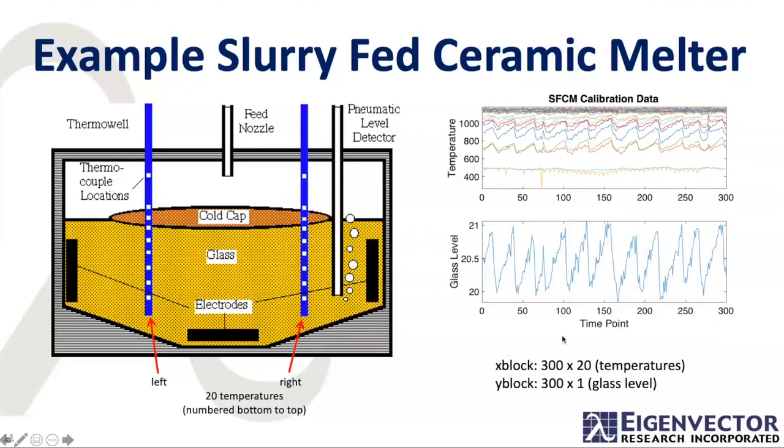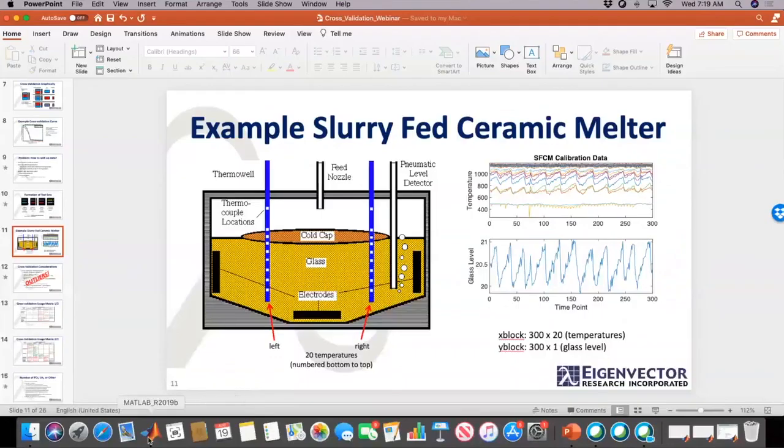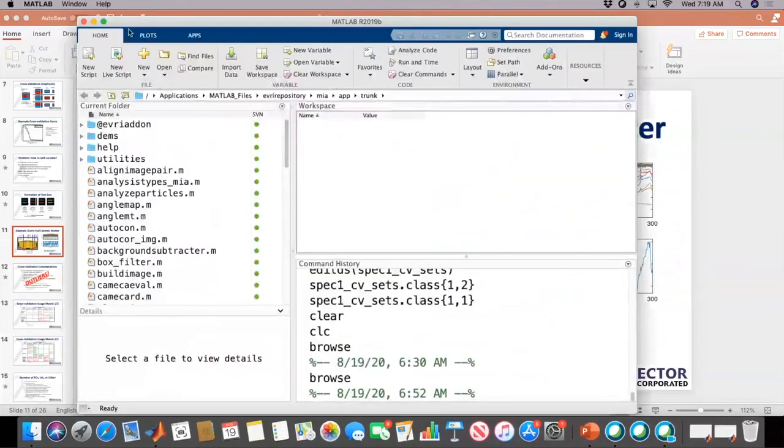So our X block is 300 by 20 temperatures, 300 samples, and the Y block is 300 by 1, and that's the glass level. Okay, so this is an oldie but a goodie here. I'm going to go to my MATLAB now, and let me see.